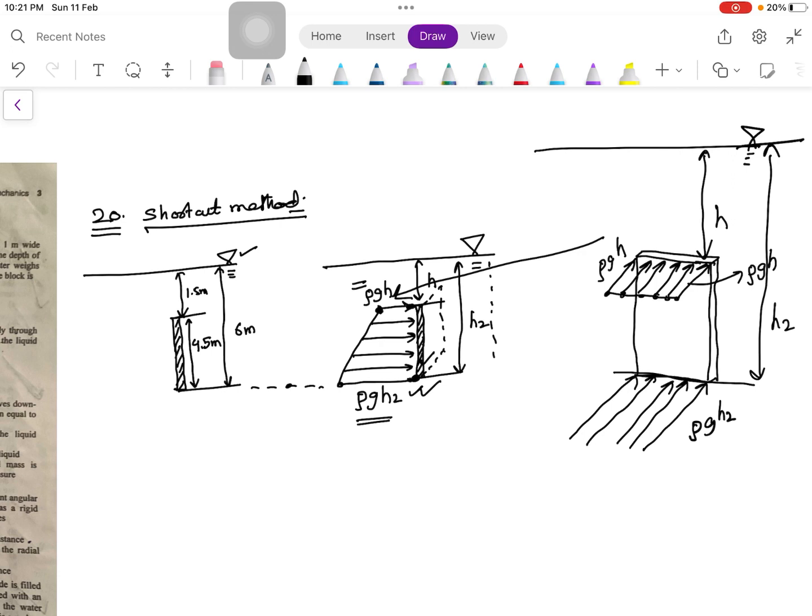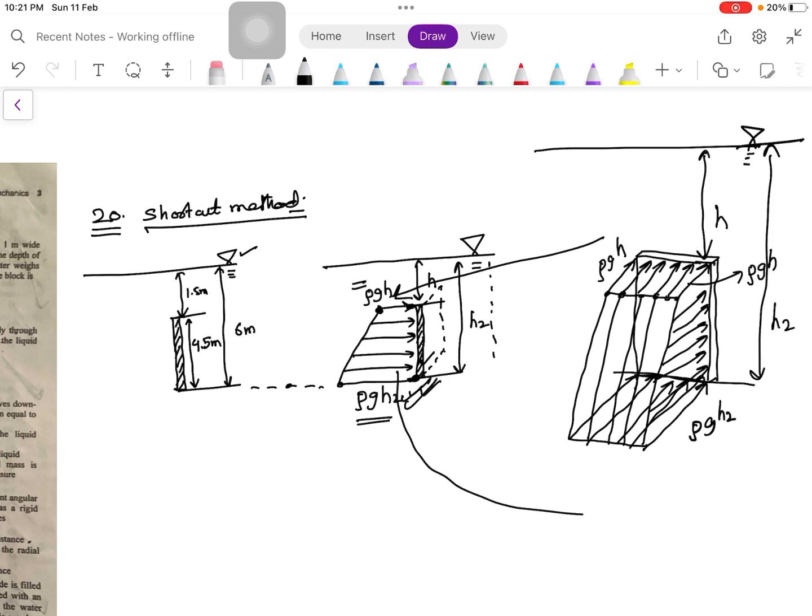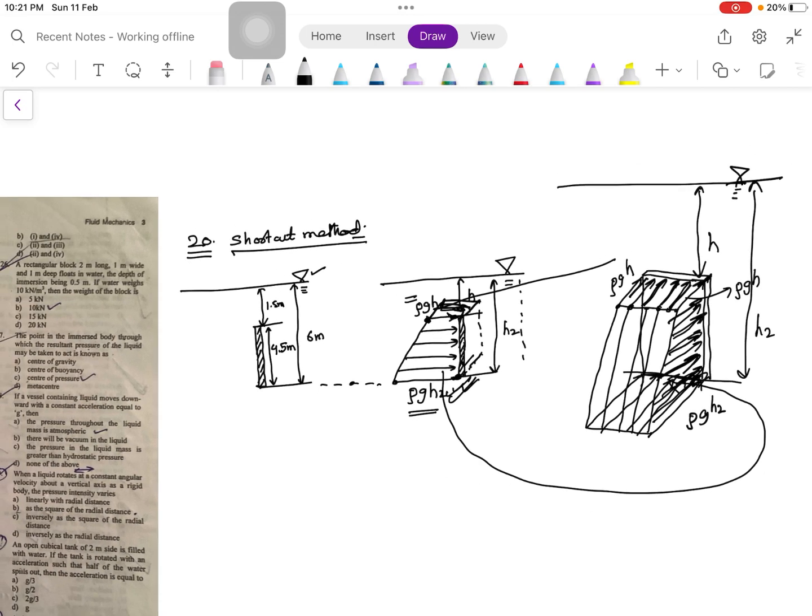So let us draw a 3-dimensional pressure diagram on this rectangular plate. So this is how it looks. And what we have drawn here is just this one plane. So we have the force acting on this plate all along its width, and that pressure diagram in 3 dimensions looks something like this. So this is a pressure diagram on this rectangular plate.